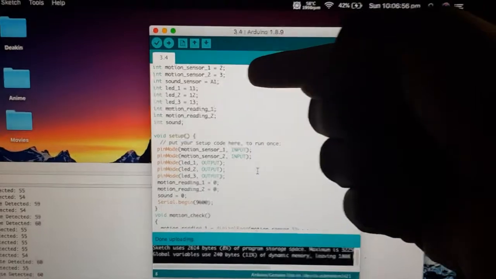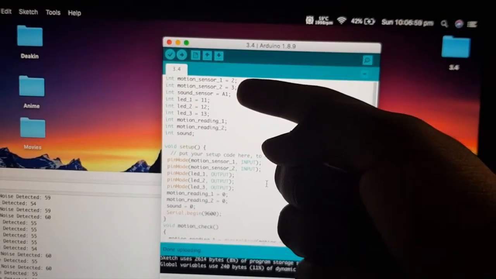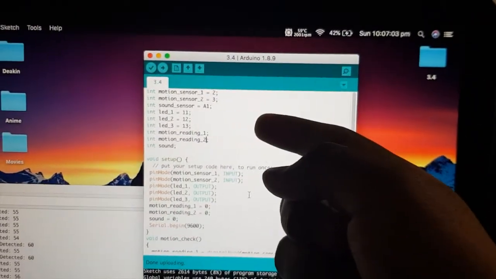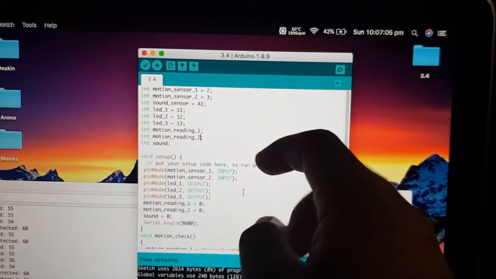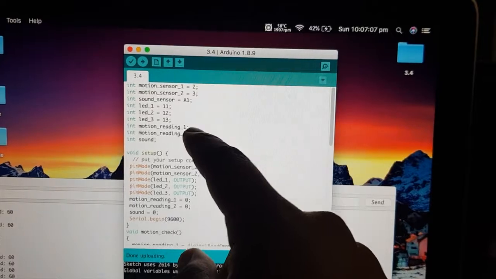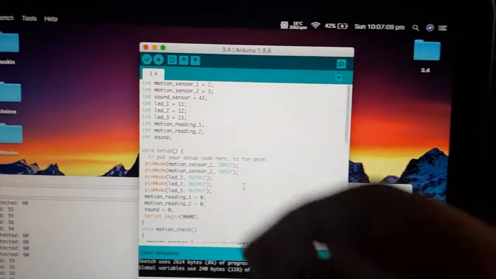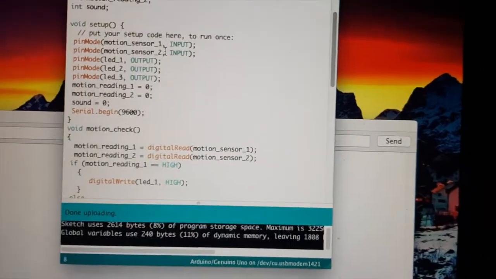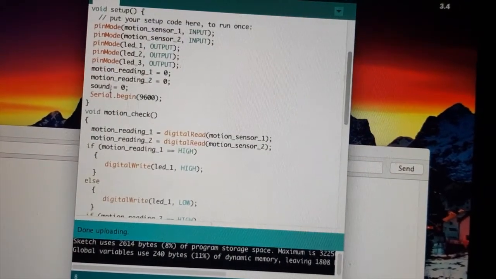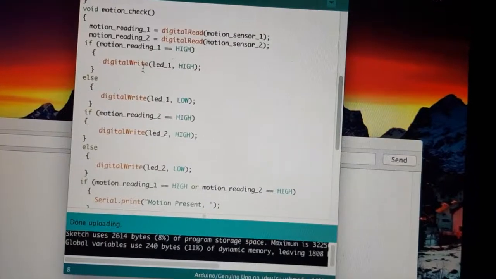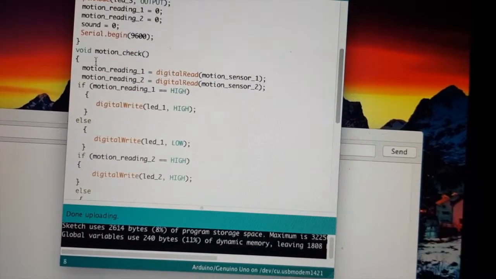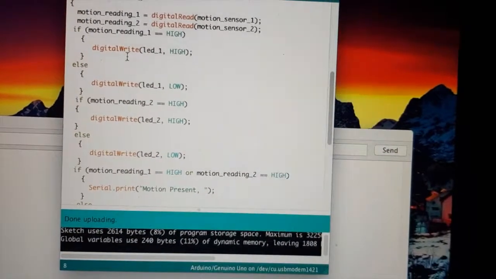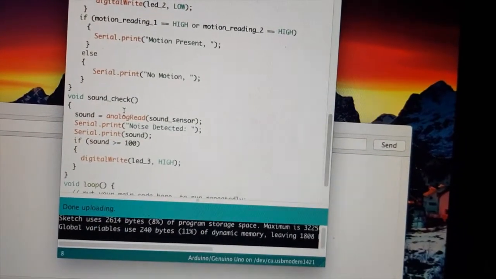As you can see, I have motion sensor 1 and 2, which I have given the inputs of 2 and 3. I have a sound sensor and three LED lights here. I have three variables called motion reading 1, motion reading 2, and sound. For the setup, I have defined the pins as input and output and the variables to the value of 0. Then I have made two functions. One is the motion check function and the other is the sound check function.